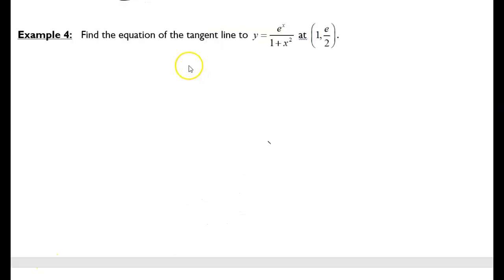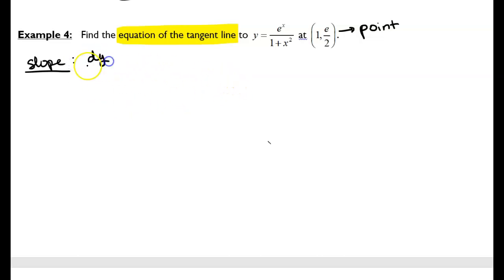In example 4, we're going to find the equation of the tangent line to y equals e to the x over 1 plus x squared at 1 comma e over 2. So remember, whenever we see that we need the equation of a tangent line, we automatically think about two things. We need a point, which is given to us, and we need the slope. In order to find the slope, we need the derivative, which is not given, so we'll need to find it.